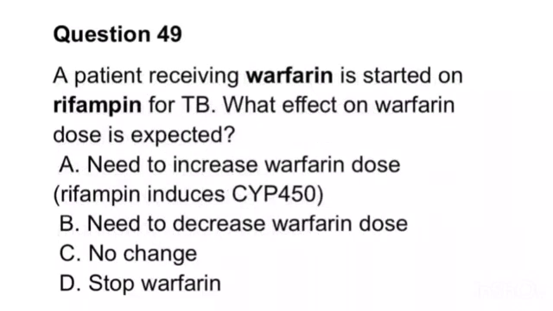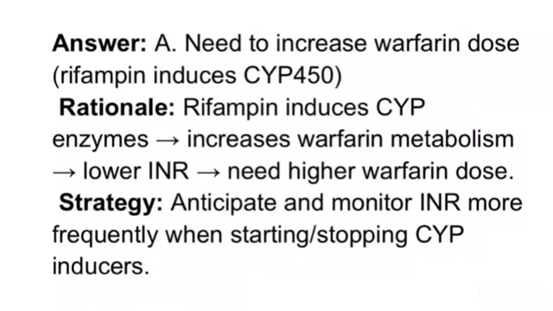Question 49. A patient receiving warfarin is started on rifampin for TB. What effect on warfarin dose is expected? A. Need to increase warfarin dose, rifampin induces CYP450. B. Need to decrease warfarin dose. C. No change. D. Stop warfarin. Answer: A. Need to increase warfarin dose, rifampin induces CYP450. Rationale: rifampin induces CYP enzymes, increases warfarin metabolism, lower INR, need higher warfarin dose. Strategy: anticipate and monitor INR more frequently when starting/stopping CYP inducers.